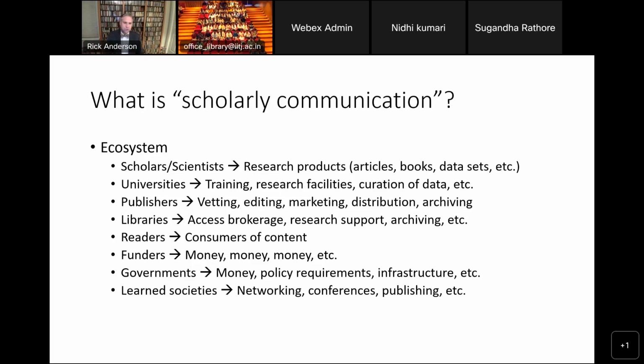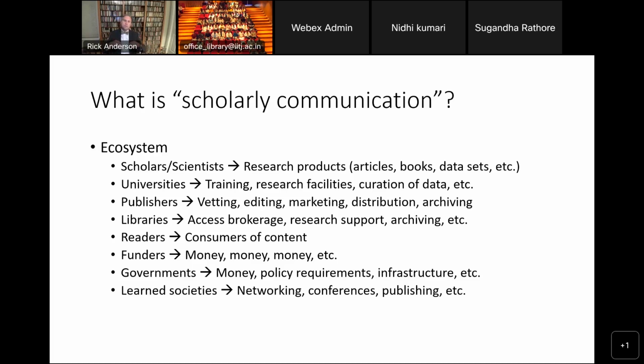And then, of course, learned societies, scholarly societies, professional societies, they also play a very important role by providing networking opportunities for scholars and scientists in particular disciplines, organizing conferences that they can attend, and in many cases, acting as publishers themselves. Learned societies are often journal publishers, even though increasingly we're seeing learned societies making deals with big commercial publishers to manage and distribute their journals for them. There are still a lot of independent societies that function as nonprofit publishers themselves.